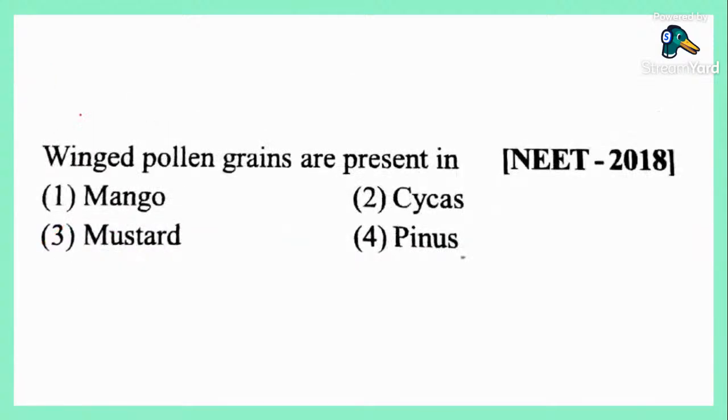Moving on to question number 29, NEET 2018 question. Winged pollen grains are present in mango, Cycas, mustard, and Pinus. The correct answer for this question is option number 4, Pinus. Pinus shows winged pollen grains.